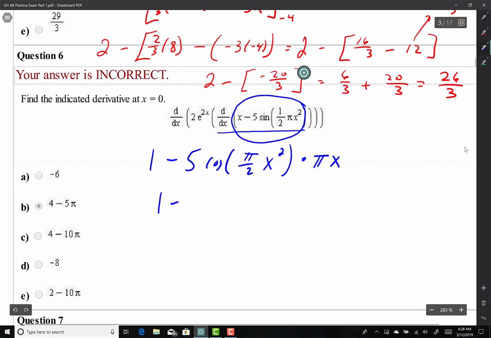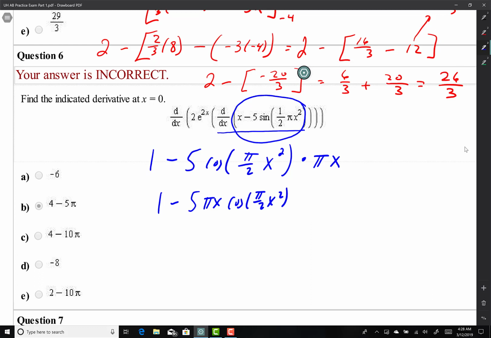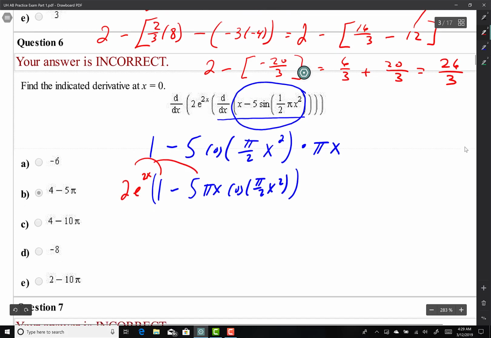So let's put this together. 1 minus 5 pi x cosine pi over 2 x squared. It is going to get kind of nasty because now we have to multiply all this by 2e to the 2x. So let's see what we get.